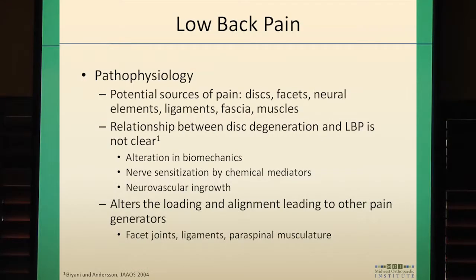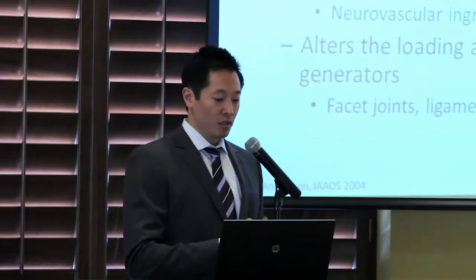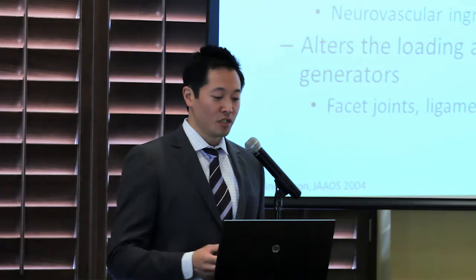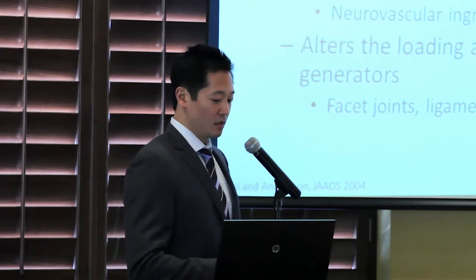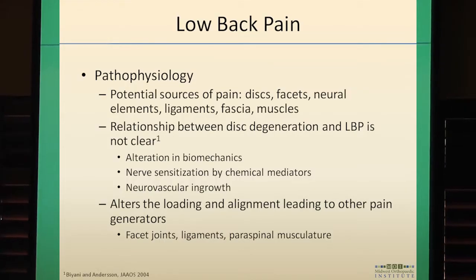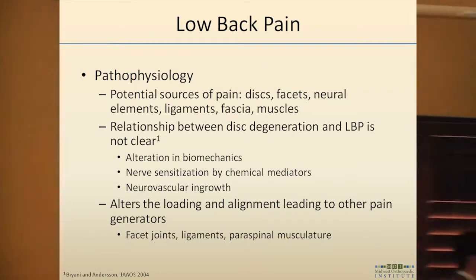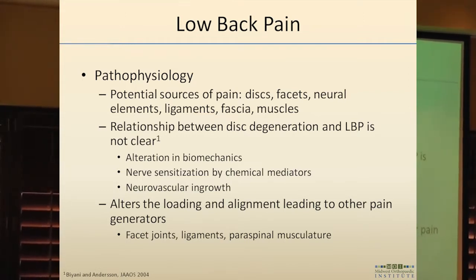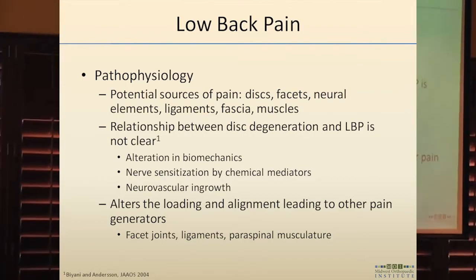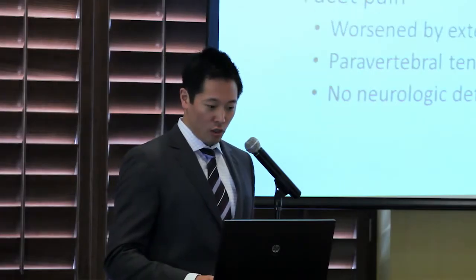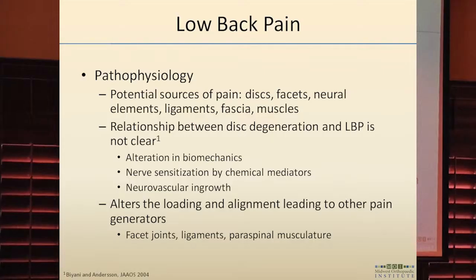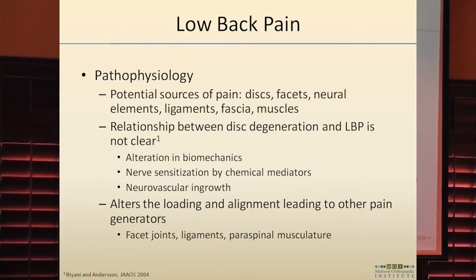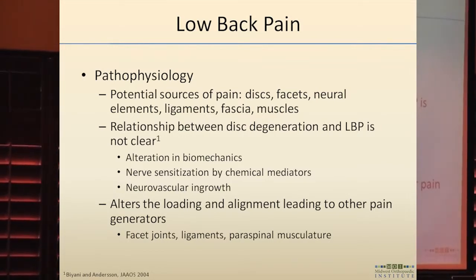So what is the pathophysiology? Well, what is a potential source of pain? It could be basically anything in your back: the discs, the facets, any of the neural elements, the ligaments, the fascia, the muscles. It's really difficult to say in any one patient. And the relationship between disc degeneration, which is what I think was commonly associated with low back pain, is really unclear. There are a number of things you could do to try to identify whether it is actually present in a patient, but unfortunately they're not very reliable or specific, at least as of yet within the literature.